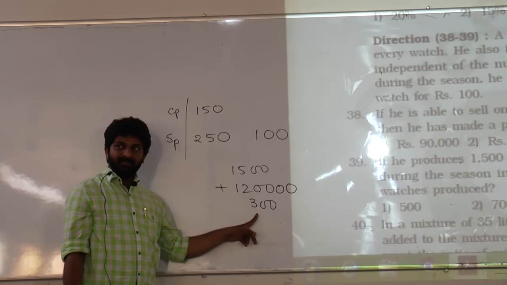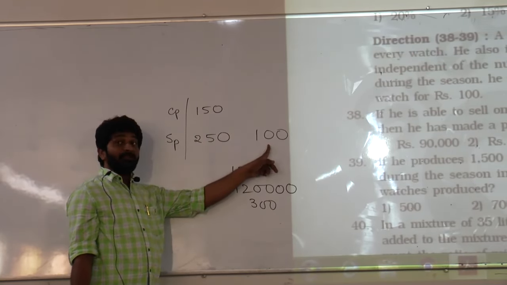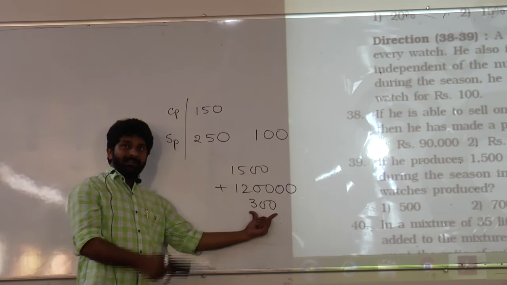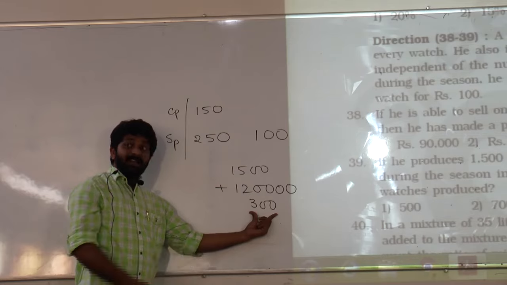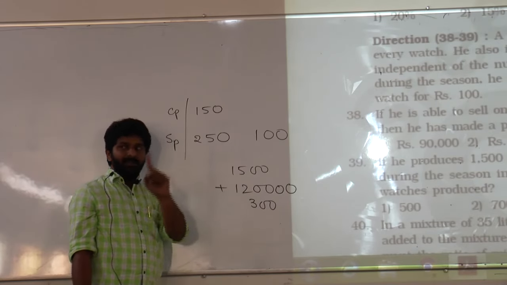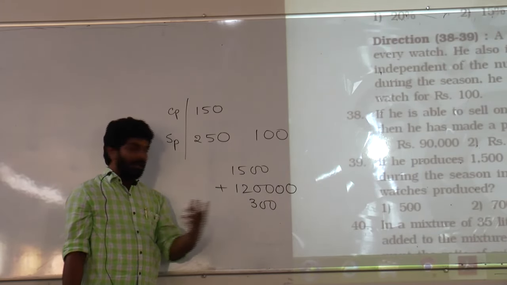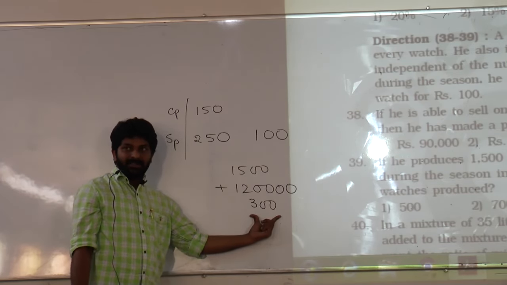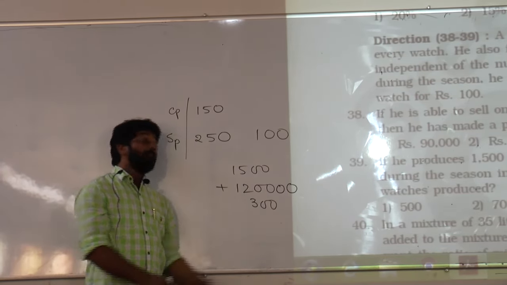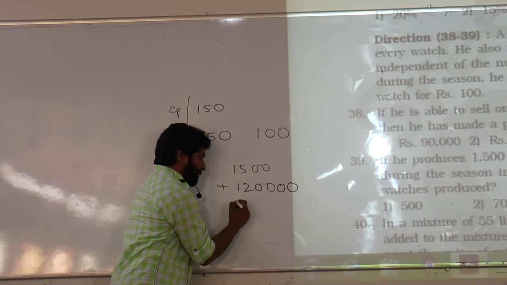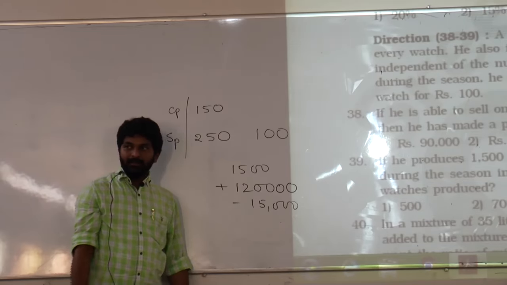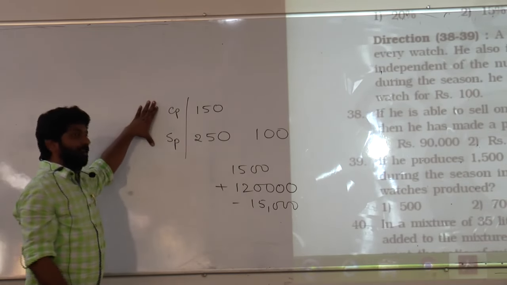This is off season. In off season, on every watch, he will get 50 rupees loss. During off season, he is going to sell 300 watches. On every watch, he will get 50 rupees loss. Out of 300 watches, he will get 300 into 50, 15,000 rupees loss. Minus 15,000. Right? This is with respect to only the cost price.